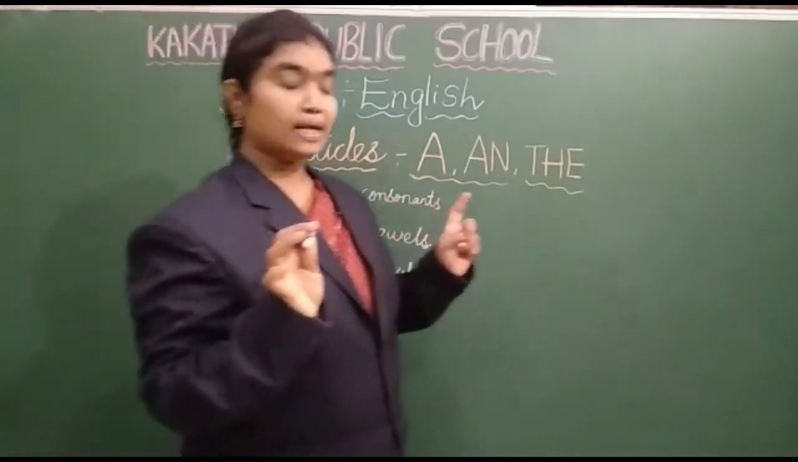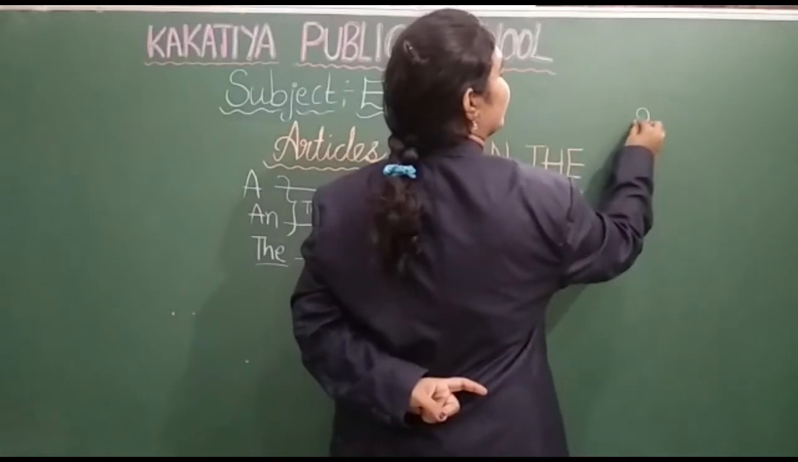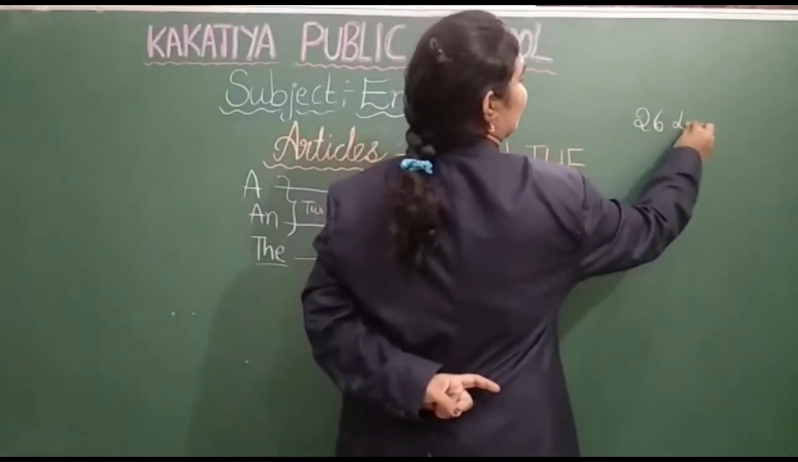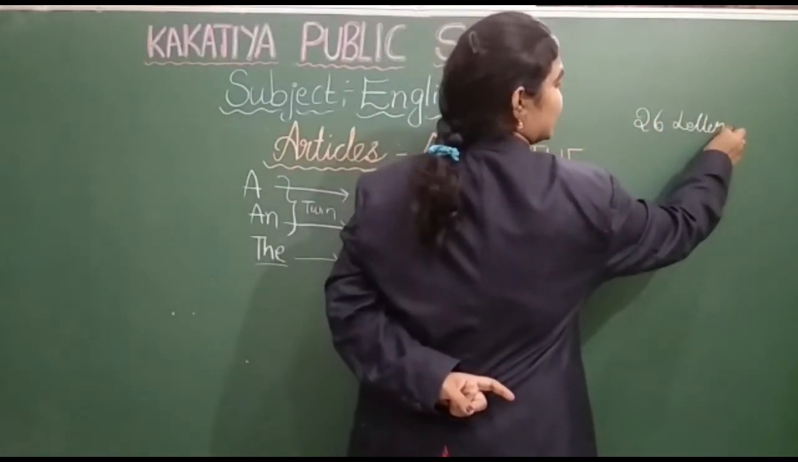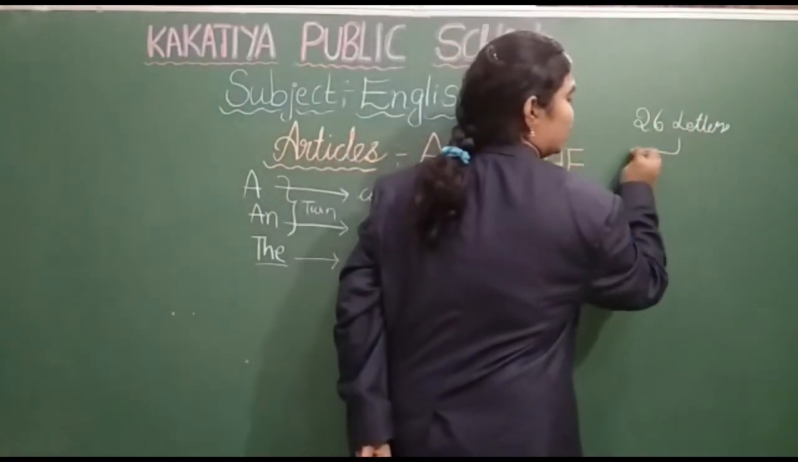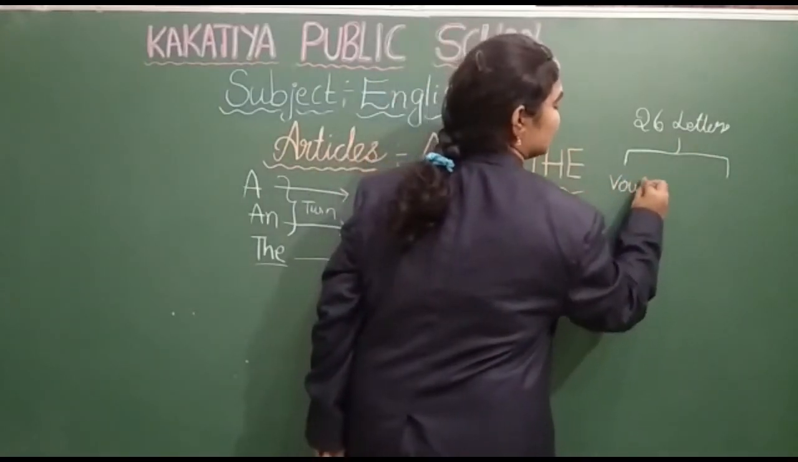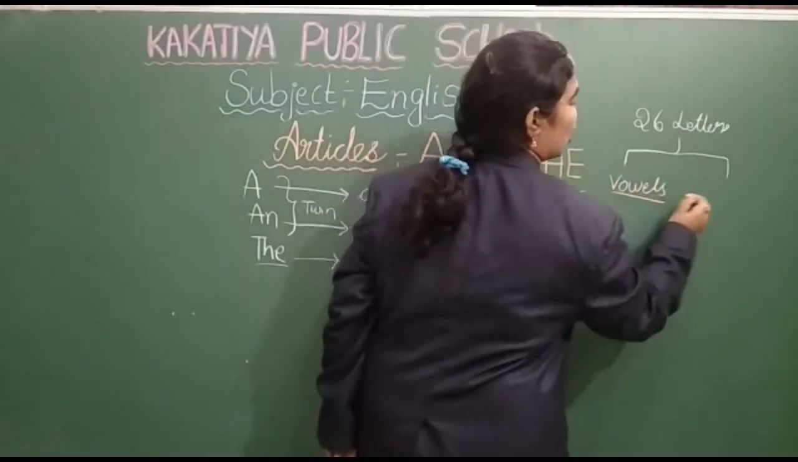Okay, children, basically, how many letters do we have? We have 26 letters. These 26 letters are divided into two parts. What are they? Vowels and consonants.